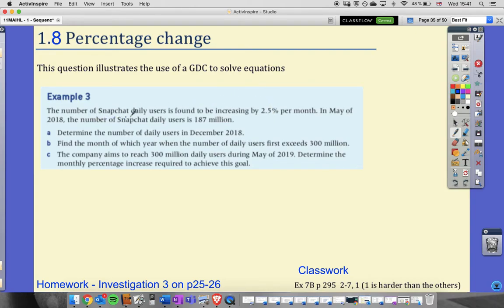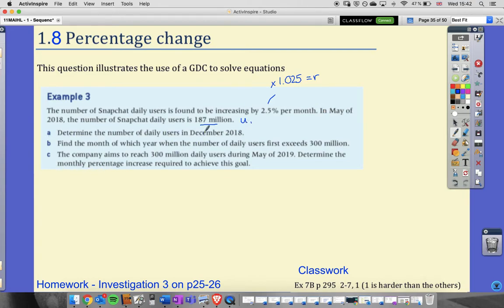So we have this problem looking at daily users of Snapchat. The increase of 2.5% per month is linking to our common ratio. So if we wanted to find out how much it would increase in 1 month, the easiest thing would be to multiply by 1.025. So that would increase our amount by 2.5%. So that is R. R is 1.025. And here we have U1, the first term. So I'm considering U1 to be the first month, which is May 2018.